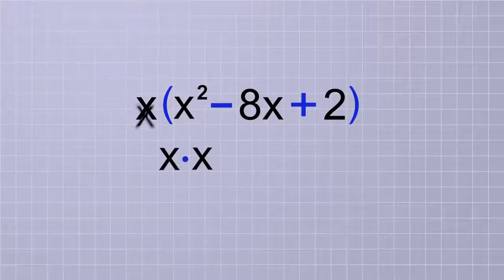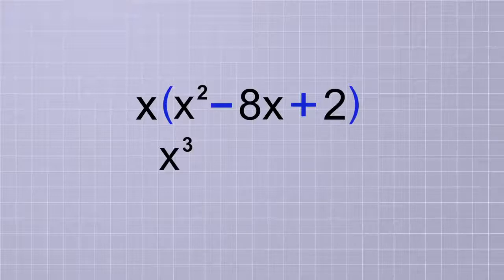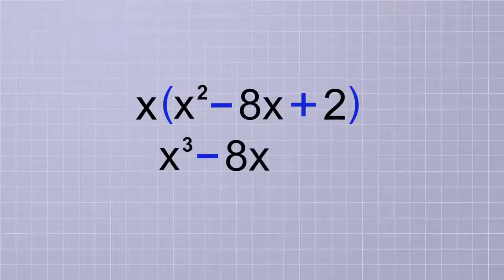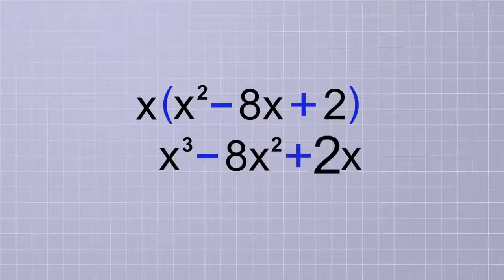So if we multiply that by x, we'll get x cubed, since that would be 3 x's multiplied together. The next term is negative 8x. So if we multiply that by x, we'll have negative 8 times x, which is the same as negative 8x squared. Last of all, we have the term positive 2, and x times positive 2 is just 2x.